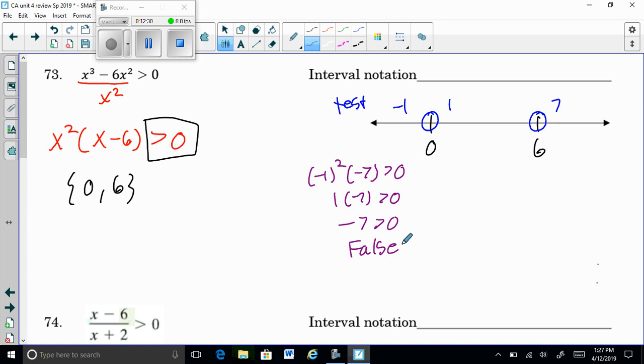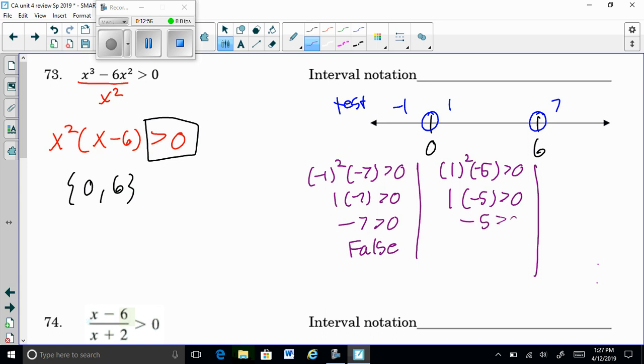Okay, how about 1? Let's try plugging in 1. So if we plug in a 1, we're going to have 1 squared times 1 minus 6, which is -5. We want to figure out, is that greater than 0? So we get 1 times -5. Is -5 greater than 0? That's false again. So we don't have anything yet.